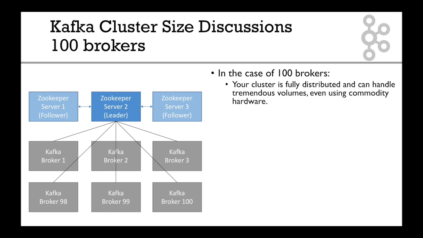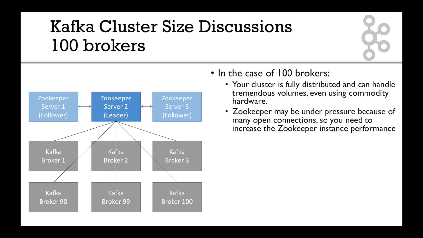Well, we have a fully distributed cluster that can handle tremendous volume, even using very basic hardware. Zookeeper may be under pressure because of too many open connections. So probably there needs to be a lot of good Zookeeper performance tuning, making sure the latency is still low, as it should be. Maybe have 5 Zookeepers instead of 3. Cluster management becomes a full-time job, okay? Companies such as LinkedIn or Netflix or Uber have an entire team of multiple people dedicated to Kafka clusters, okay? And they manage more than one Kafka cluster as well.